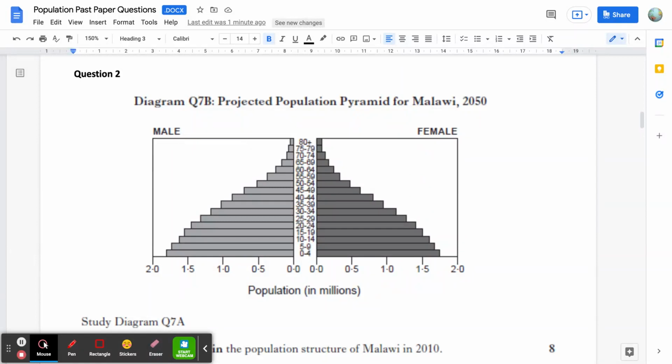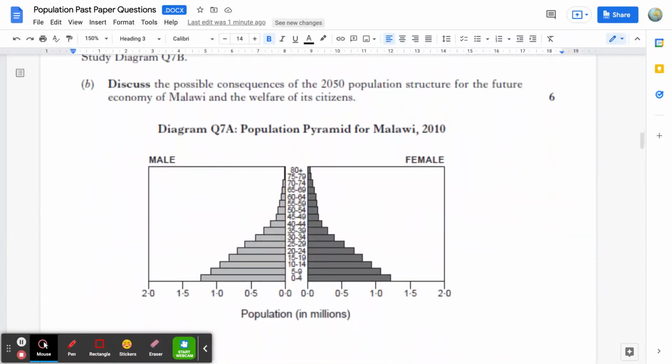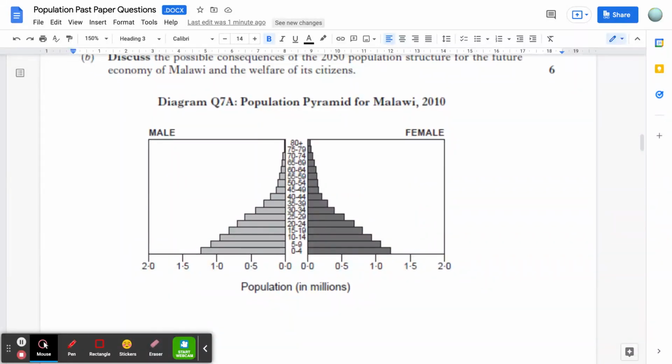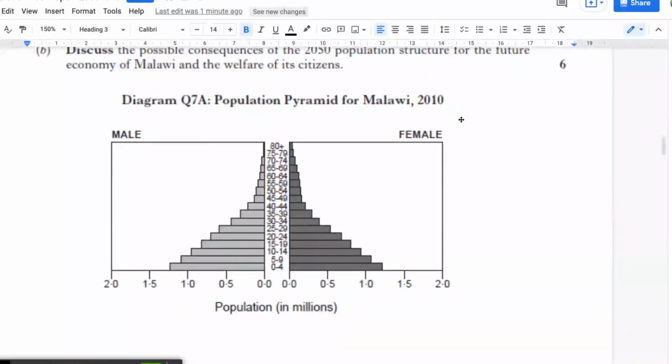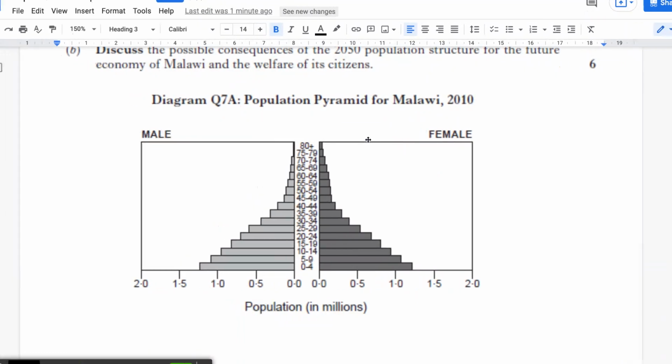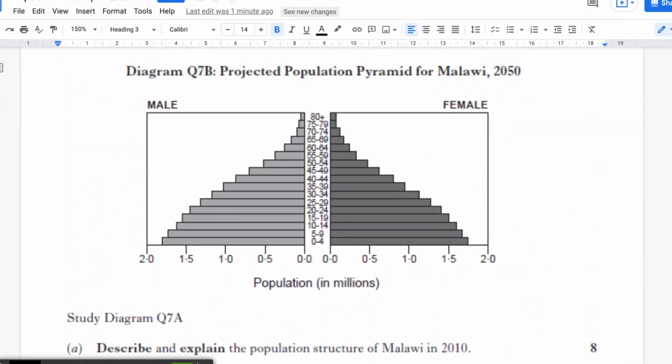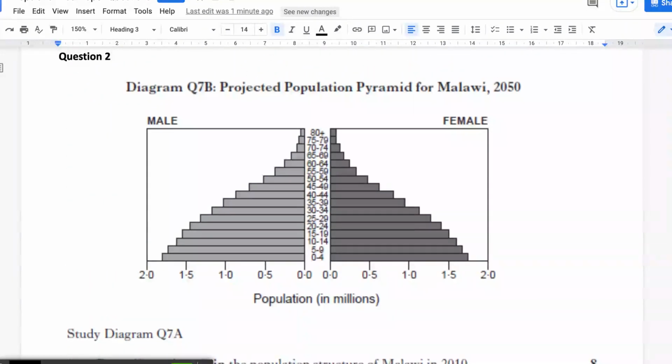Okay, hopefully you've now established in your mind what the possible consequences could be for a country like Malawi. Let's have a little look at the change. Now, we're not really describing 2010. What we're really interested in is what it is going to look like in the future. So let's have a look at the future. This is Malawi in the future.